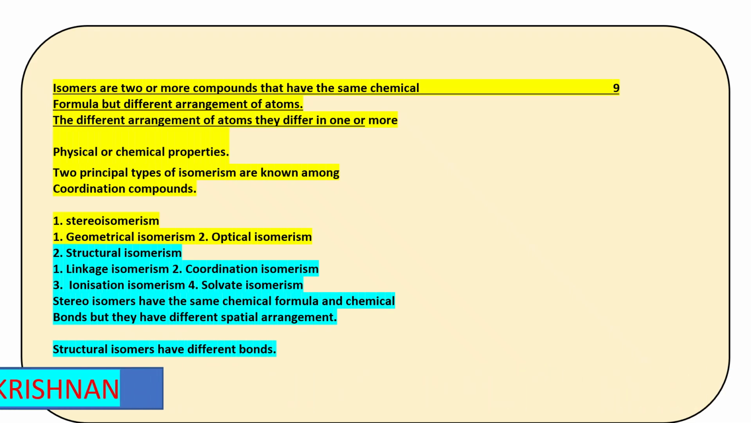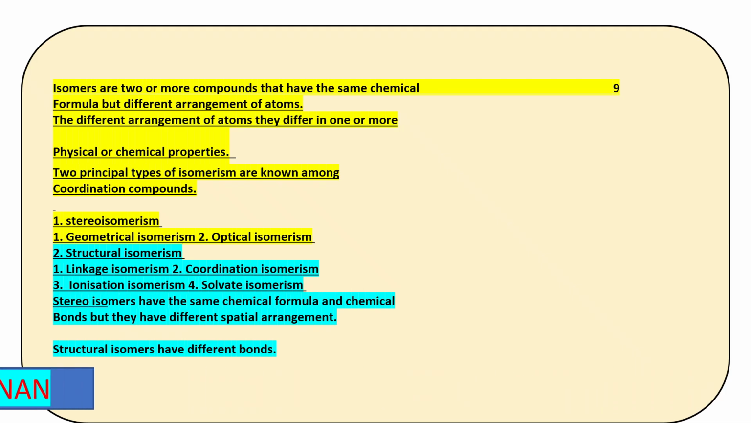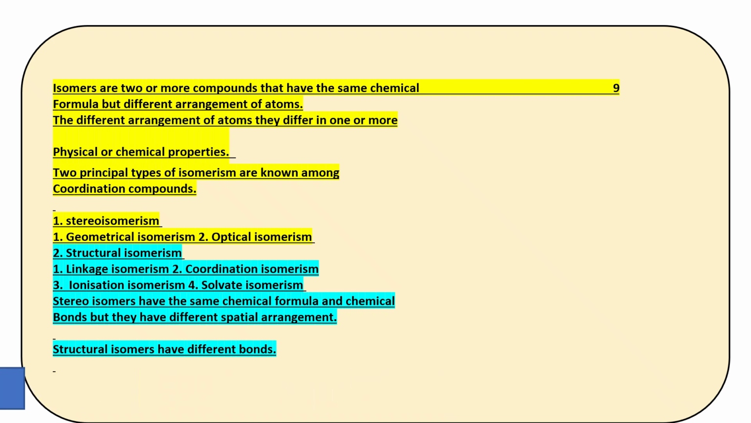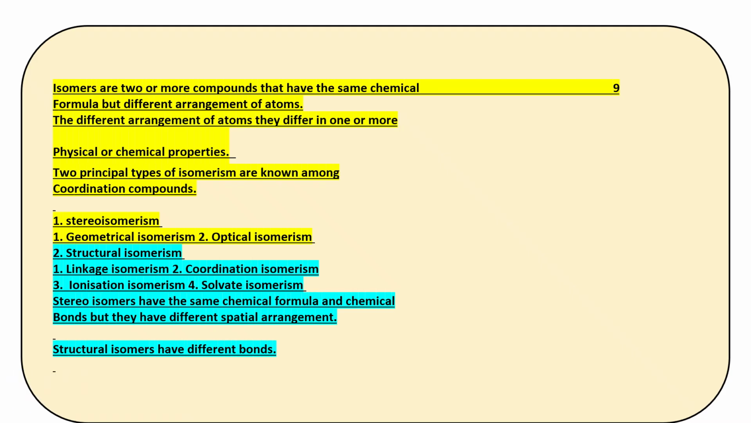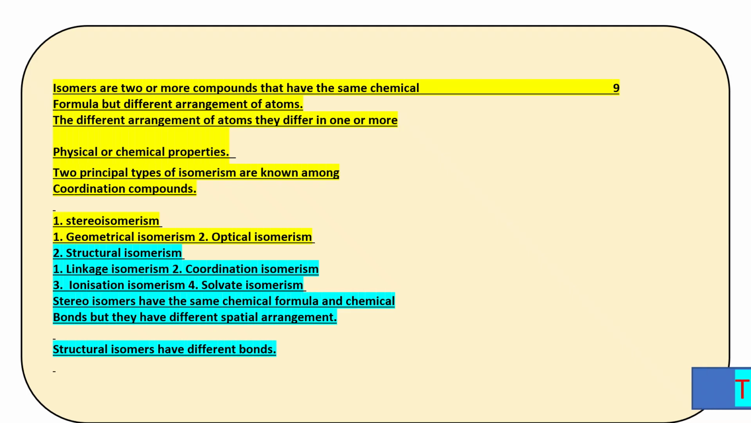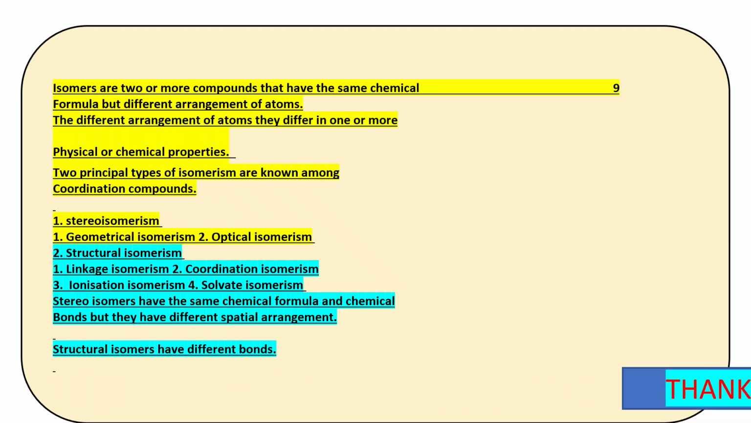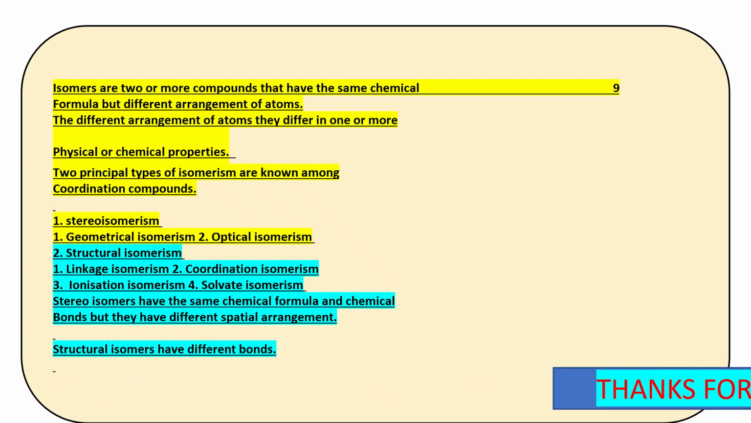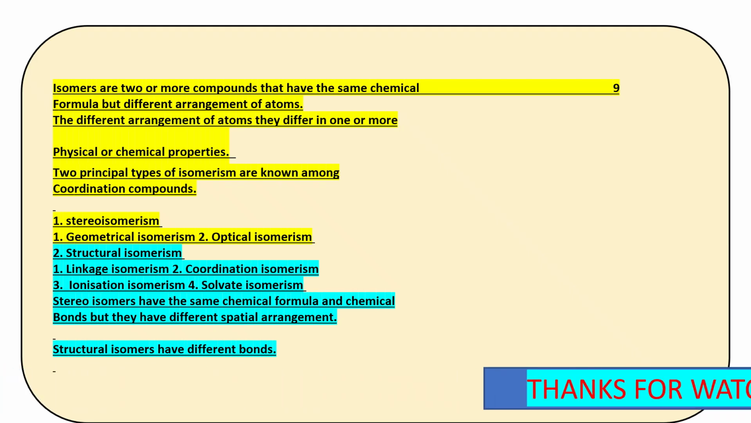Isomers are two or more compounds that have the same chemical formula but a different arrangement of atoms. Because of the different arrangement of atoms, they differ in one or more physical or chemical properties. Two principal types of isomerism are known among coordination compounds: stereoisomerism, which includes geometrical isomerism and optical isomerism, and structural isomerism, which includes linkage isomerism, coordination isomerism, ionization isomerism and solvate isomerism. Stereoisomers have the same chemical formula and chemical bonds but different spatial arrangement. Structural isomers have different bonds.